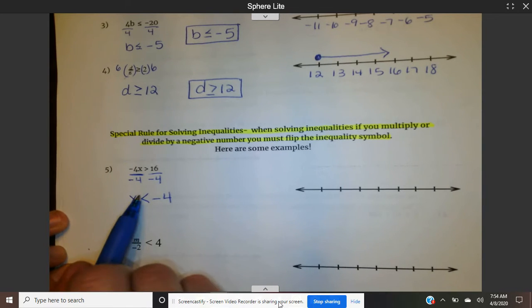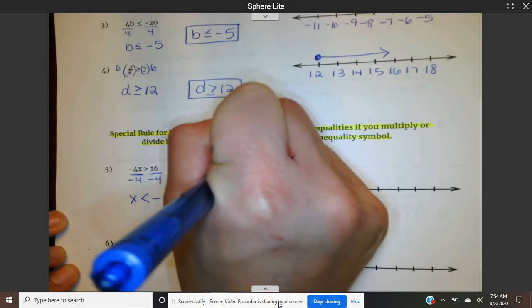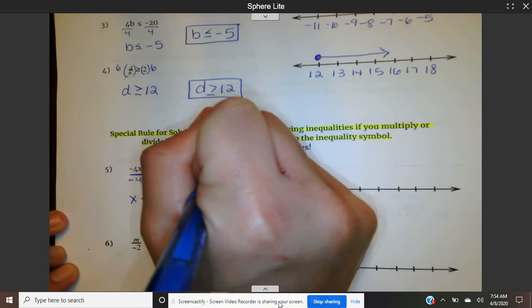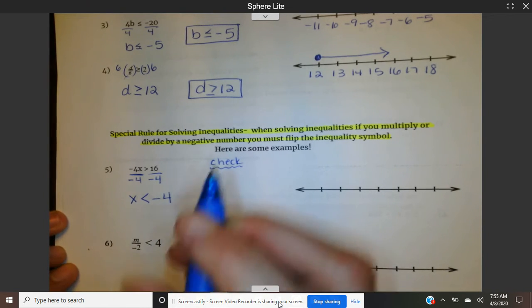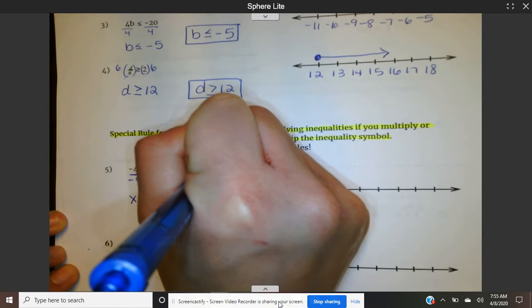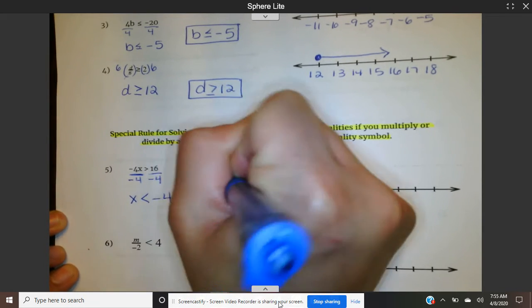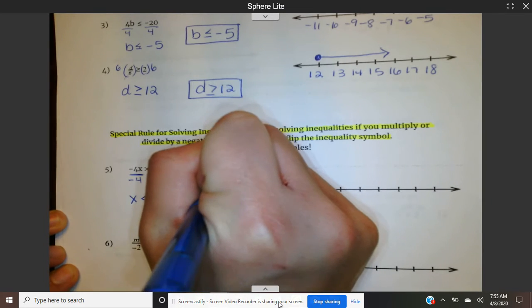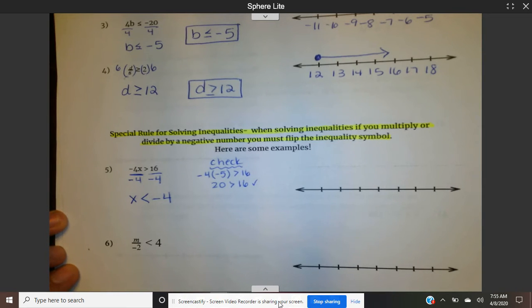Okay, so if we were to check that, I'm going to do a little check just to prove that to you. So if x is less than negative 4, that means that it could be negative 5. Okay, so negative 4 times negative 5, is that greater than 16? So 20 is greater than 16. So that checks.